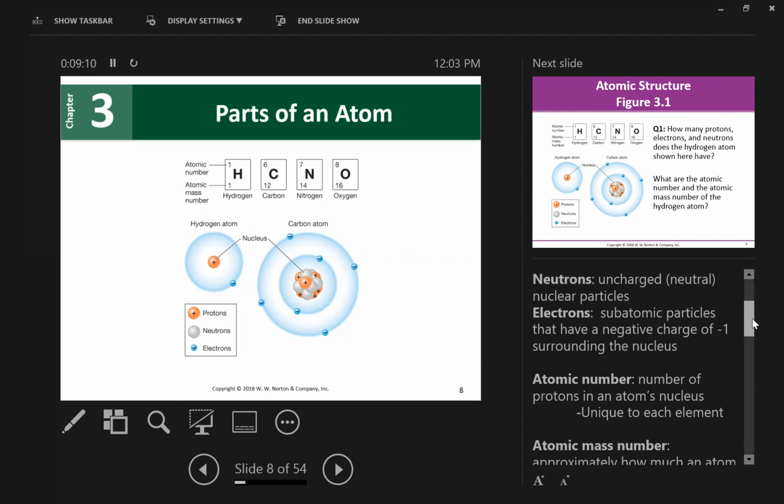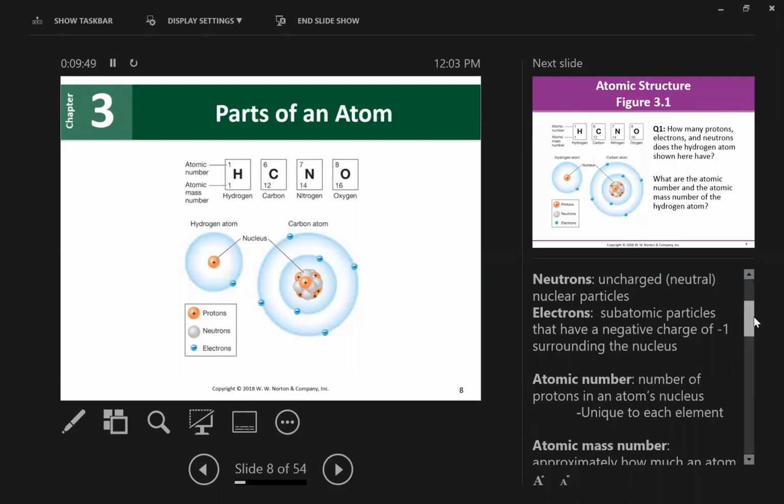Your atomic number, this is very important, it's unique to each element. Your atomic number is going to be the number of protons in an atom's nucleus. So, for example, if we're looking here, we'd see that hydrogen has 1 proton because the atomic number is 1. Here we can see that carbon has 6 protons because the atomic number is 6. Nitrogen, 7 protons, and oxygen, 8 protons.